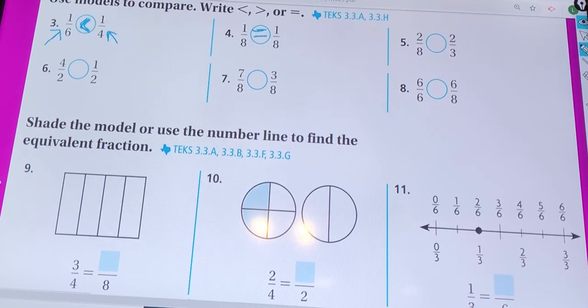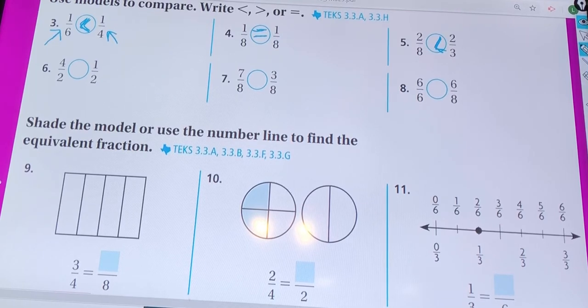Number 5, 2/8 and 2/3. Again, my numerators are the same, but my denominators are different. So think about, if I cut something into 8 pieces, those pieces are going to be pretty small. If I cut it into 3 pieces, they're going to be bigger. So if I'm eating 2 pieces that are small and 2 pieces that are big, the 2 pieces that are small are always going to be smaller than the 2 pieces that are big. So I'm eating the same number of pieces, they're just smaller than in 2/3. So 2/8 is less than 2/3.